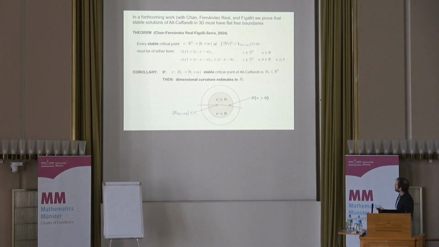So a corollary of this, to finish: if you have a critical point in the ball of radius 2 of the Alt-Caffarelli problem, then it satisfies dimensional curvature estimates in the ball of radius 1. This is very simple. You have a stable solution in B2, where V equals 0 in one region and V is positive in the other. The picture will really look like this: in half of the ball you are 0, and in the other half you are positive. And the second fundamental form of the free boundary in between, which is a two-dimensional surface, has principal curvatures bounded by a dimensional constant.